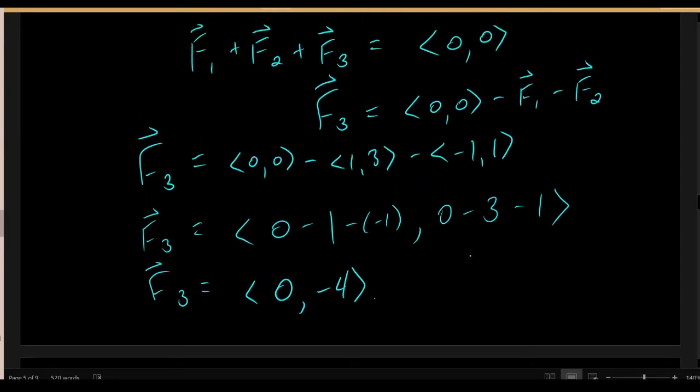So this is the primary application of vector subtraction. Vector subtraction is used to undo vector addition, usually as a way of solving equations that contain vectors.